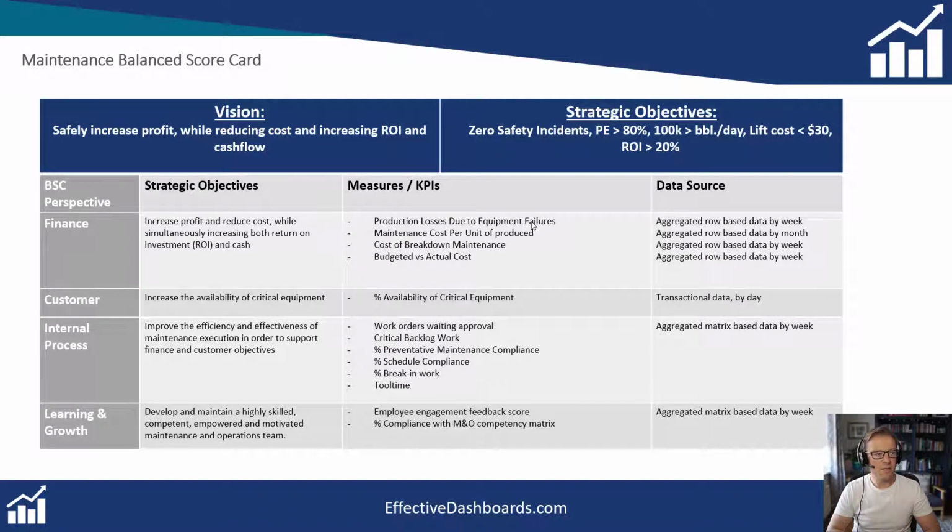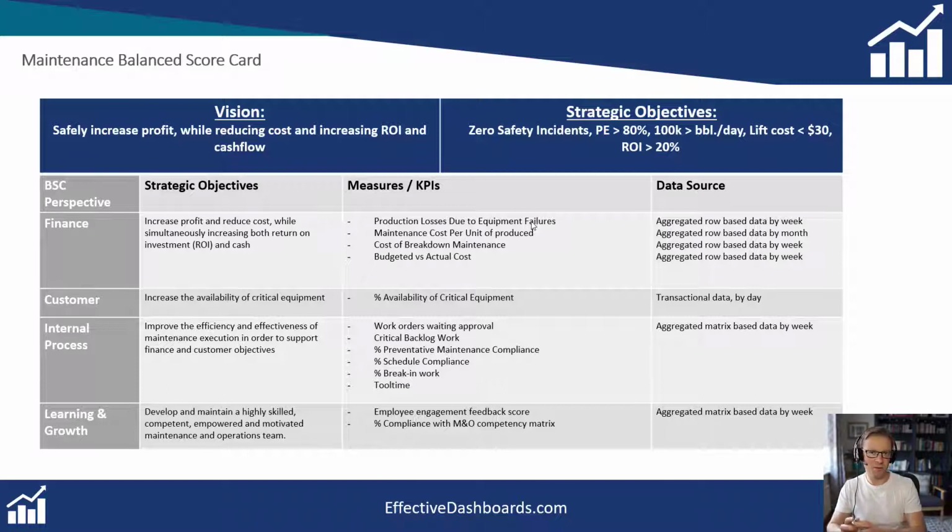The maintenance cost per unit of production, so what percentage or proportion of the total cost to produce one unit is related to maintenance. The cost of breakdown maintenance, and what we're talking about here is anything that is an unplanned breakdown. So some strategies will be just to let a piece of equipment fail.